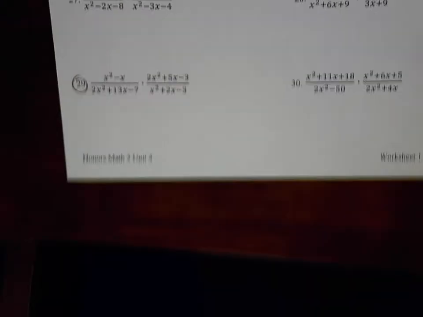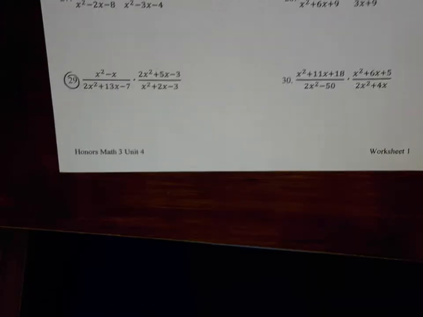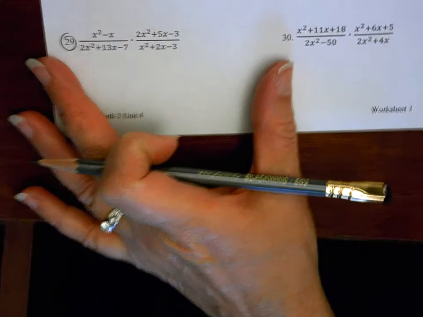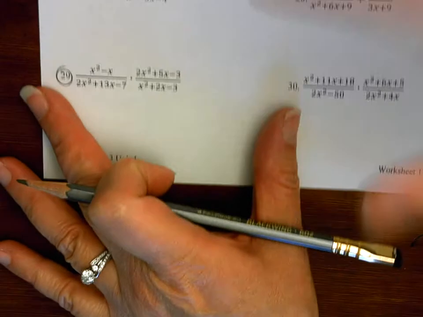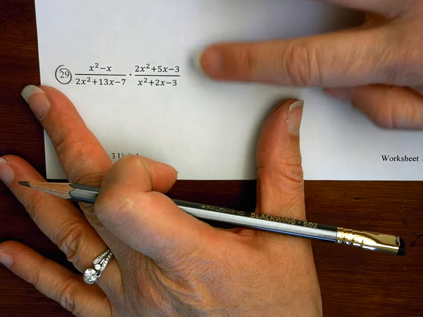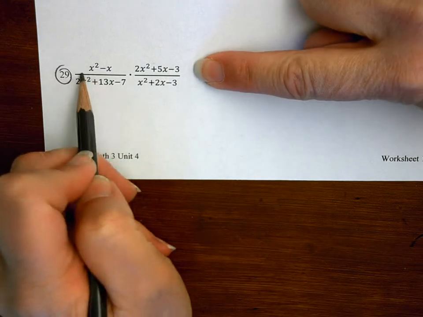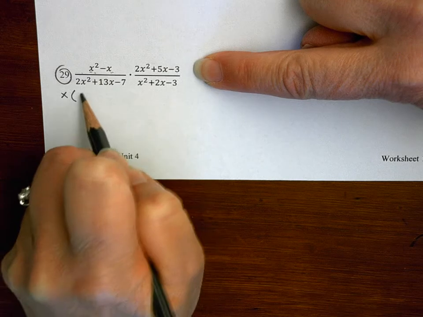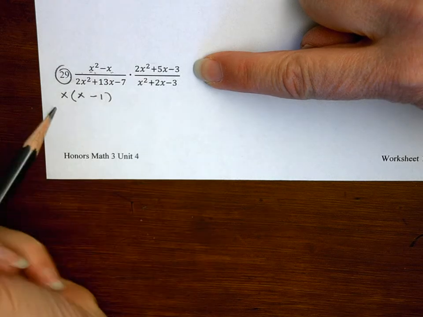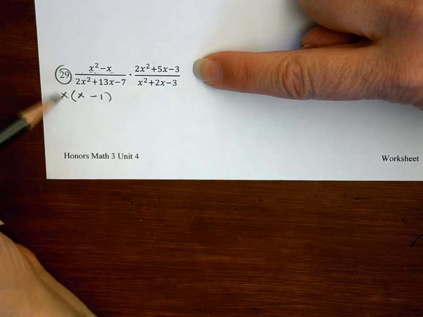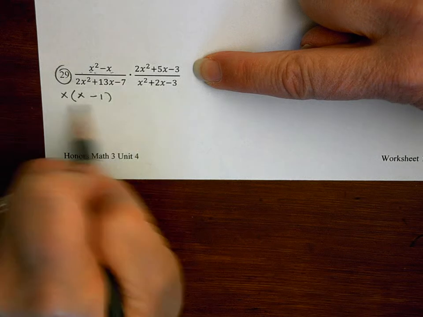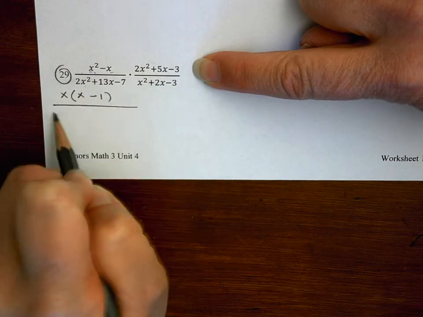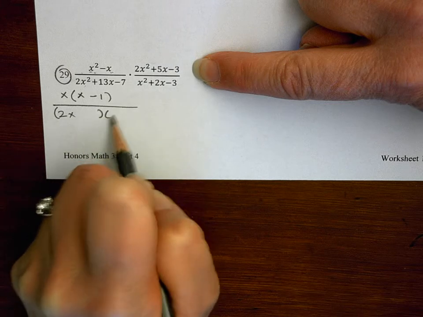So let's take a look at number 29. So this is a multiply, so all I want to do here is just factor. So for this first one right here, I can do GCF, so I can take an x out of both. So when I divide by x, I'll get x minus 1. Then remember, I can always check, so x squared minus 1x. So that's right. And then for the denominator, I know for a 2x squared, it needs to be 2x and x.